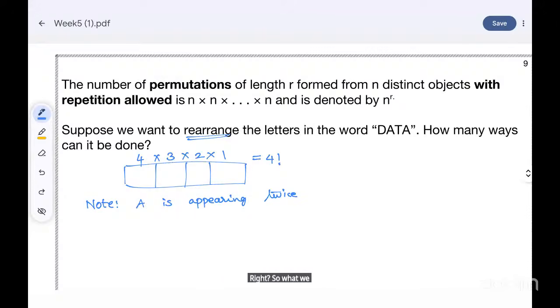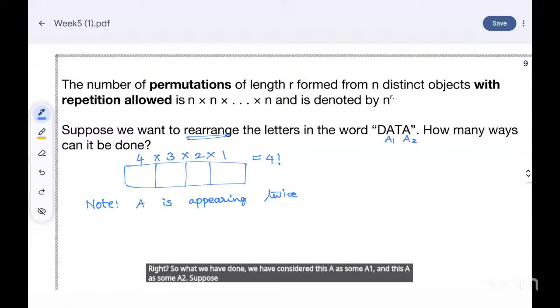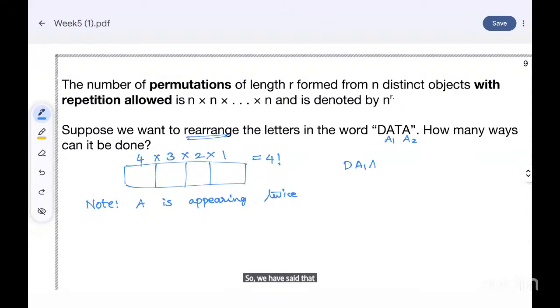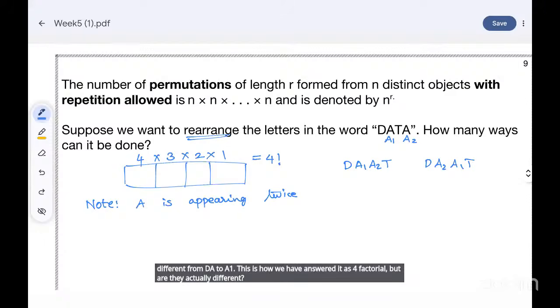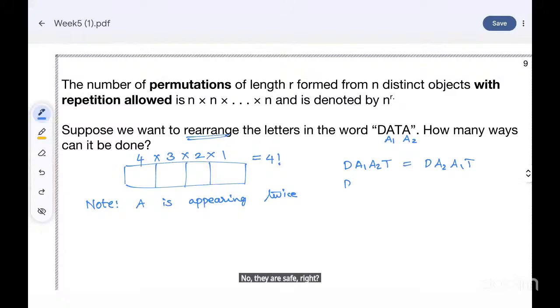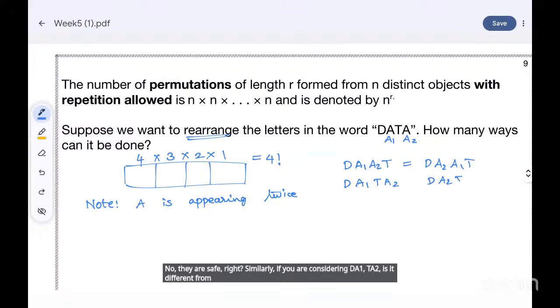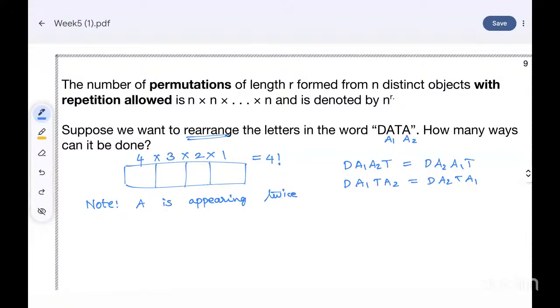So we have considered this A as A1 and this A as A2. Then we have said that D A1 A2 is different from D A2 A1. This is how we have answered it as 4 factorial. But are they actually different? No, they are the same. Similarly, if you are considering D A1 T A2, is it different from D A2 T A1? No. They are the same.